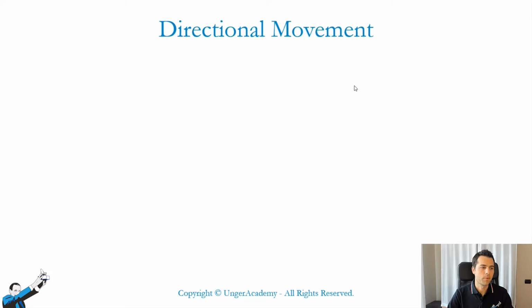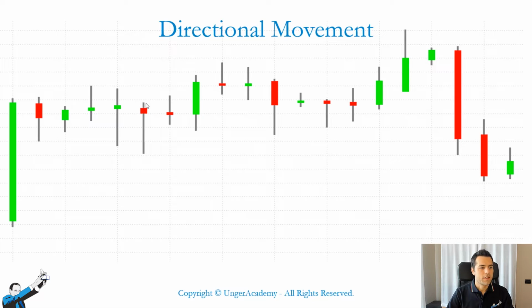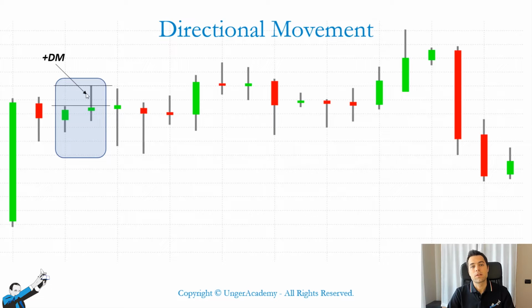Let's take an example. We have here a common candlestick bars chart. Pay attention to this bar, for example. This bar has its own range that is above the previous bar range by the amount equal to the high of the current bar minus the high of the previous bar. Well, this gap is called the plus directional movement.